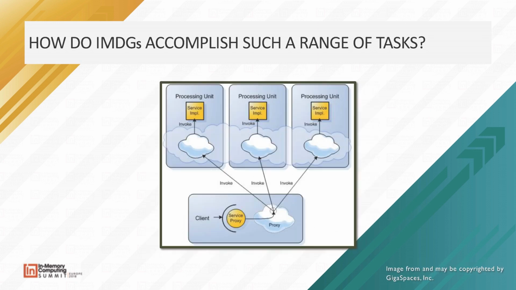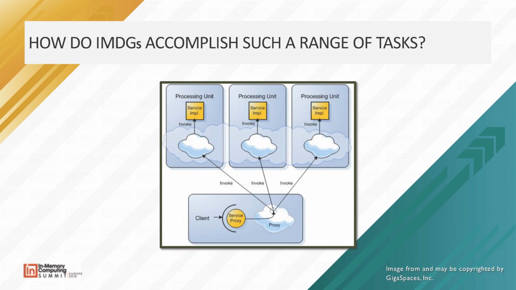So IMDGs accomplish this range of tasks, which involve things like eventing, stream receiving, ETL, and compute operations, by having functionality that goes well beyond just caching POJOs. I took this from our competitor Hazelcast, and you'll notice that, yeah, caching is here, but so is this whole notion of messaging, right? And what is implicit in messaging is that you have a notion of when a message arrives, you can react to it, you can transform it.